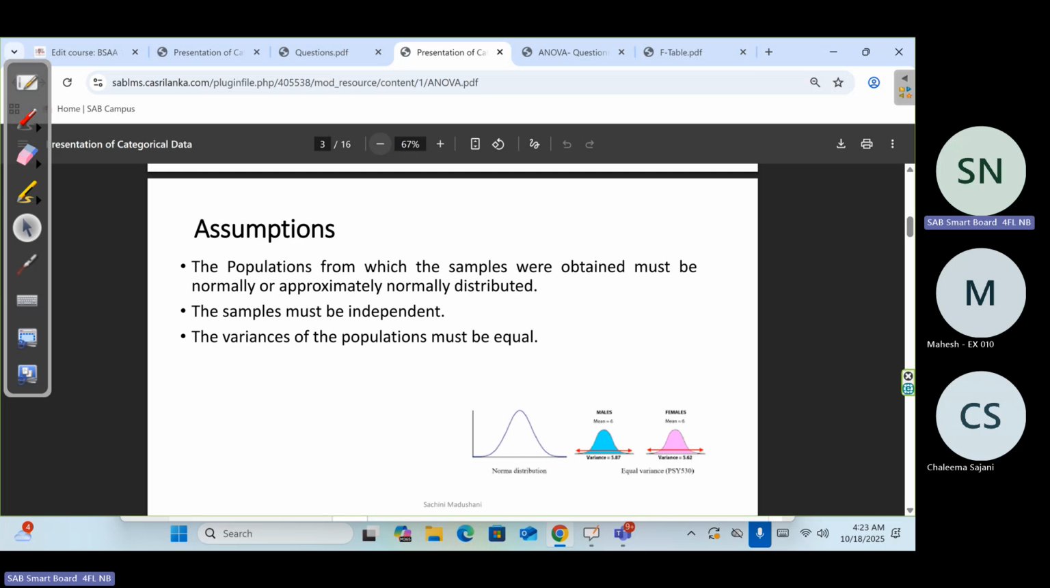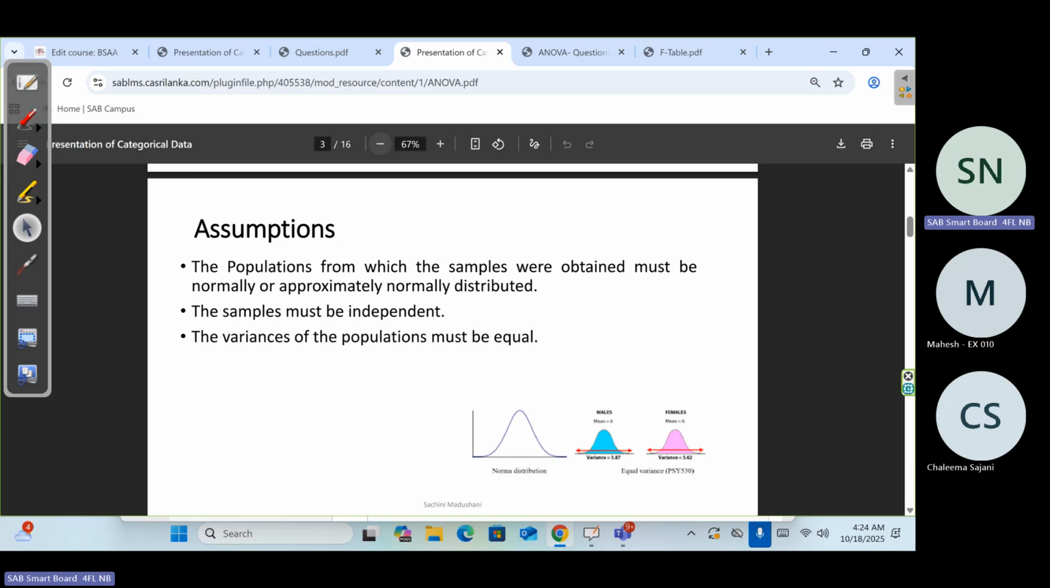Before doing the ANOVA test, we have 3 assumptions. First assumption is, here at least we need 3 samples. Why more than 2 samples? Because there must be more than two samples. Then all the samples we take from the population, all are normally distributed. This is the first assumption. The populations we sample from must be normally distributed. It's clear?